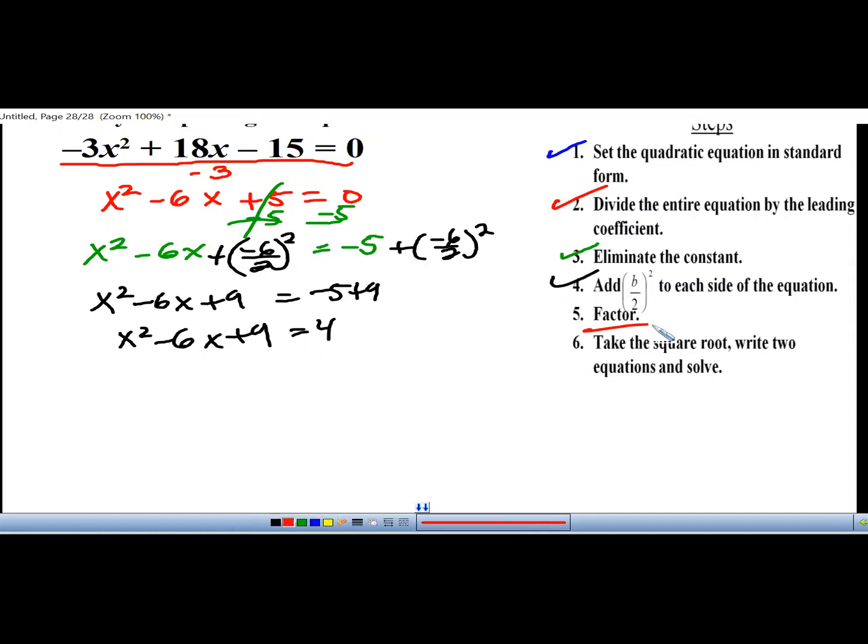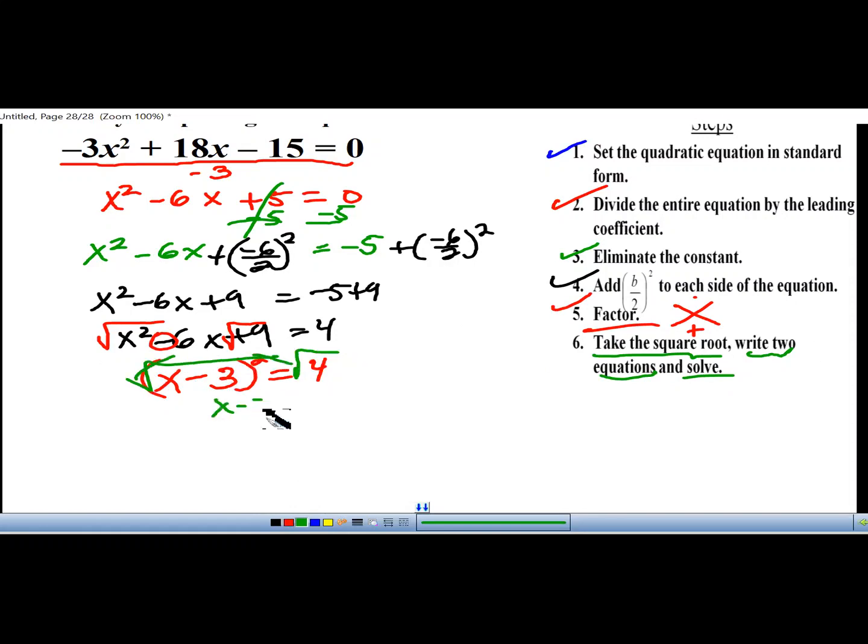Step 5, to factor. Once again, we can use Power Rangers or we can use the shortcut. So if we use the shortcut, I take the square root of the first term, which is x, the square root of the last term, which is 3, sign of the middle, minus, we write that as a squared, equals 4. And last but not least, let's go with the last portion, which is taking the square root. We're going to solve and then write our 2 equations. Square root, this cancels that. x minus 3 equals plus or minus 2.